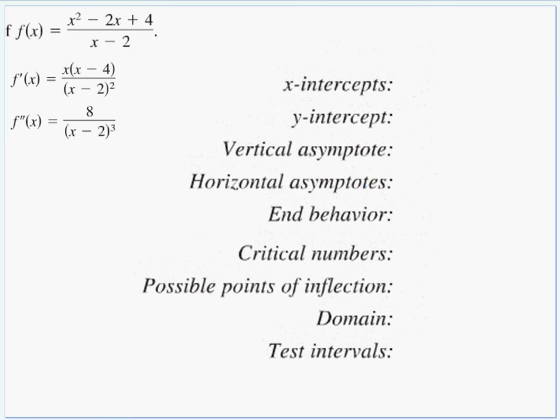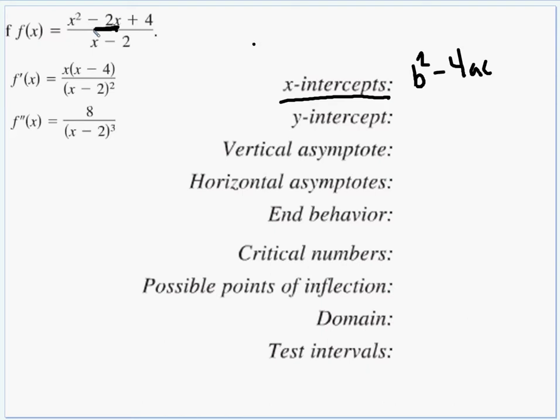Okay, up first, the x-intercepts come from the original function. Set the numerator equal to 0. When you look at that numerator, I'm going to try to factor it. Factors of 4 that add up to -2? It doesn't work. So I'm going to check my discriminant, b squared minus 4ac. Remember, if this is negative, you have no x-intercepts. Well, they're imaginary, but you don't have any real ones.